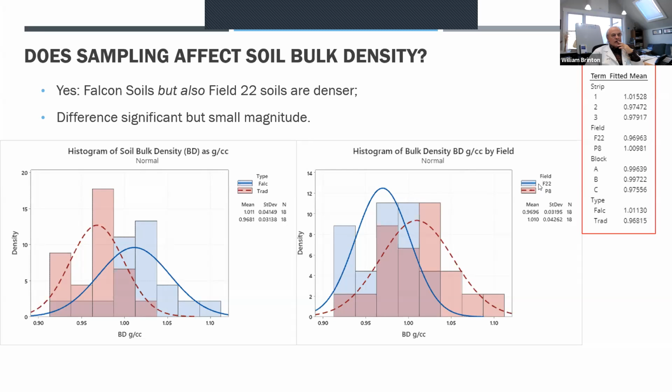And on this side, the overwhelming difference, though, is the field. Field 22 was just much less dense than field 8. So with all these situations you have to distinguish: are we seeing variability caused by the different fields or by the methods? And here we're seeing a combination of both.